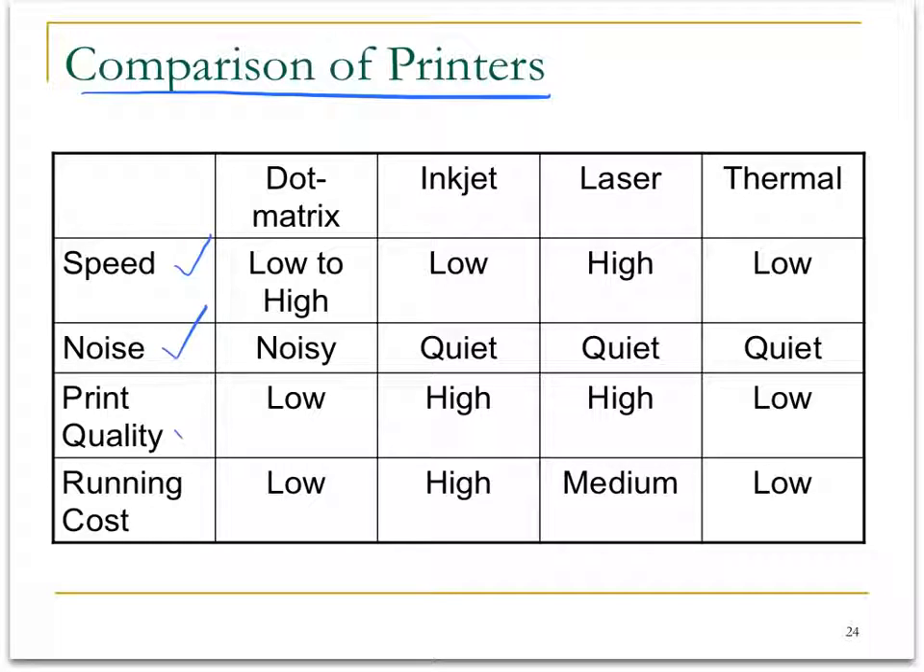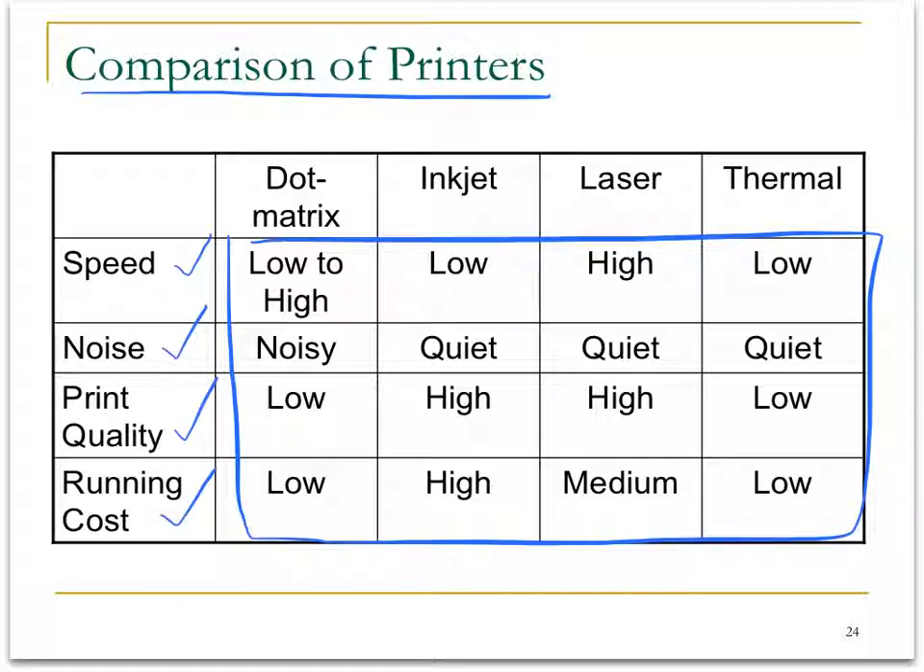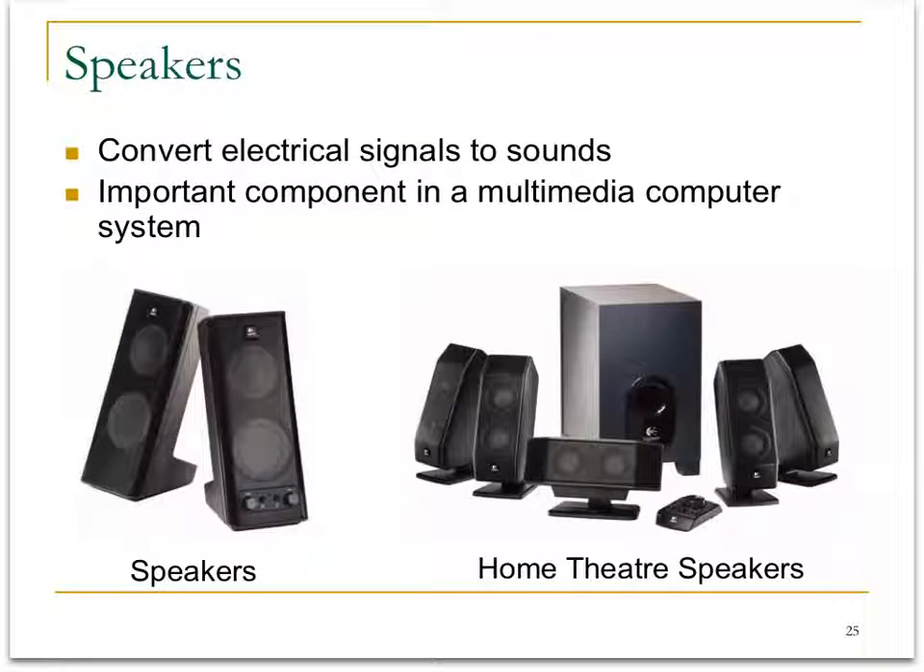And the last type of output device will be the speakers, and they are responsible for converting electronic signals to sounds or audio. They are also a very important output device nowadays because people usually like to play computer games or watch YouTube videos, and they are very important in a multimedia computer system. So for more expensive speakers, just like this one, home theater speakers, they have a large set of speakers.